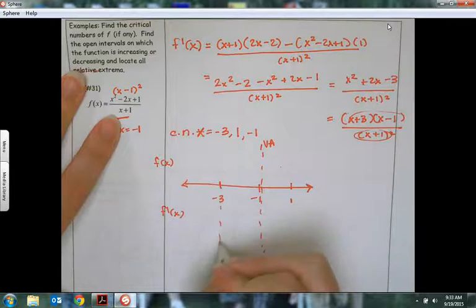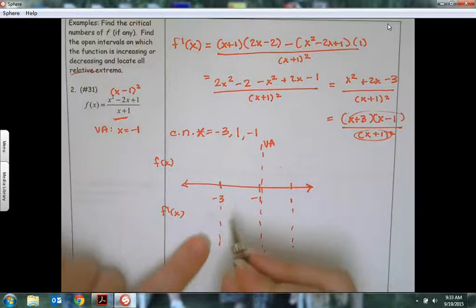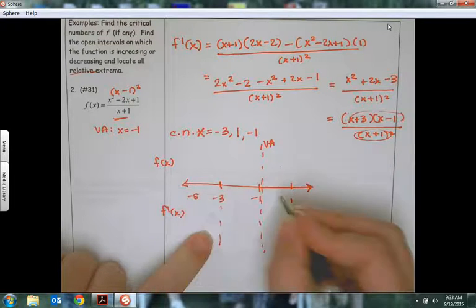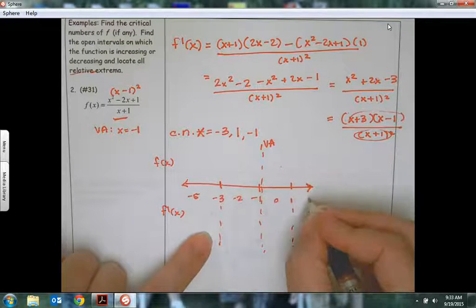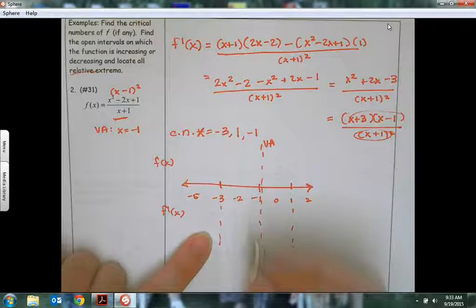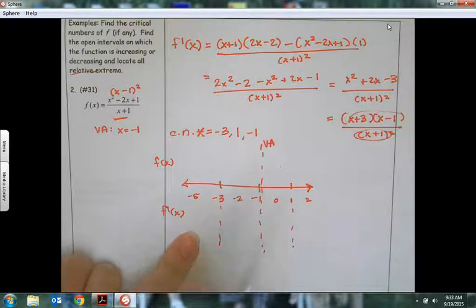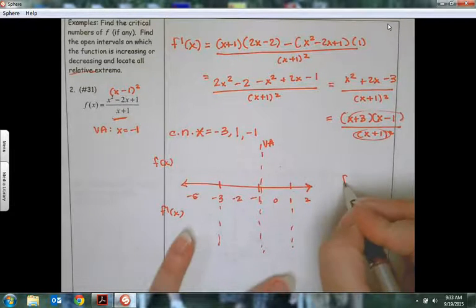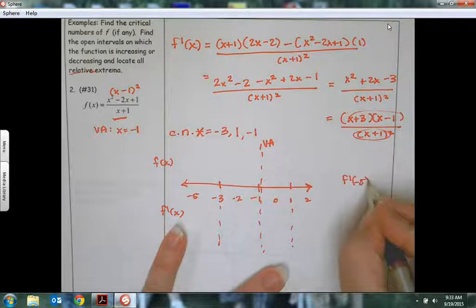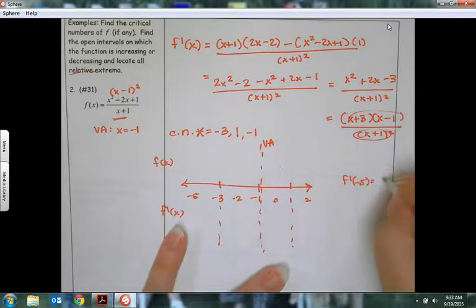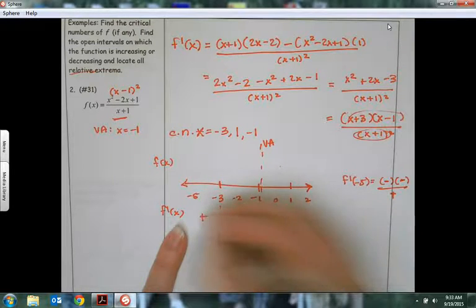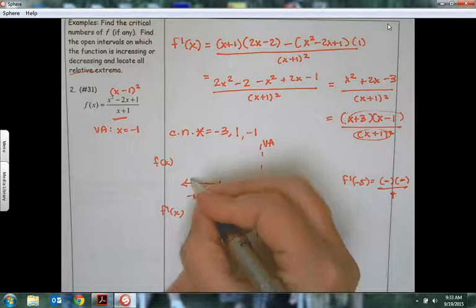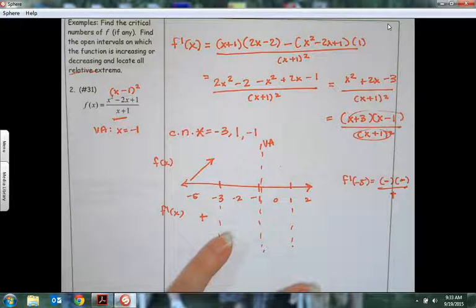Okay, let's get some values down here now. Maybe like, what, -5, -2, 0, 2. So go plug those in and see if you get positives or negatives for f prime of x. So let's see, f prime of -5. I plug in here, I'm going to get a negative times a negative, and the denominator is always positive, so that would be positive. So that tells me that f of x is increasing.